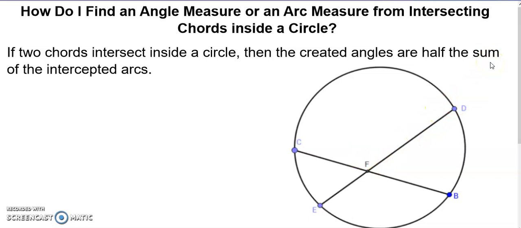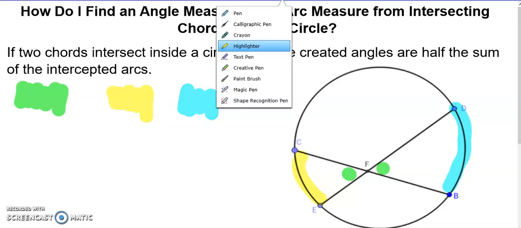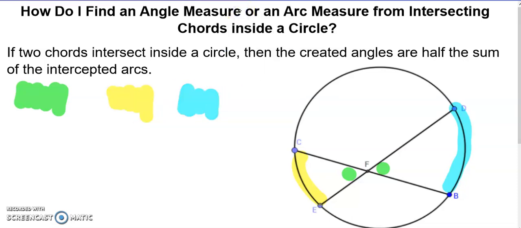Now, since we're talking arcs and angles, those two angles have to be the same because they are vertical and they open on these two arcs. The rule says the angle equals half of the sum of the intercepted arcs. What does that mean? So we're going to take the green angle. We're going to take one of them, not both. I can use either one.